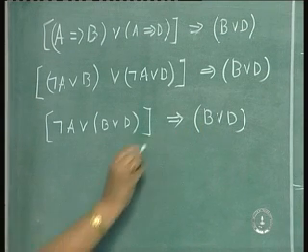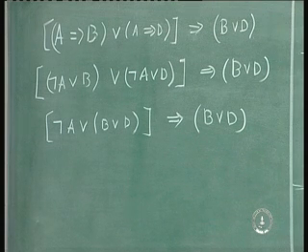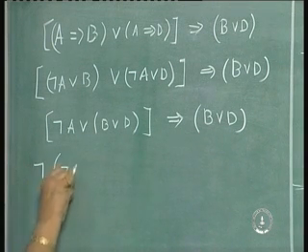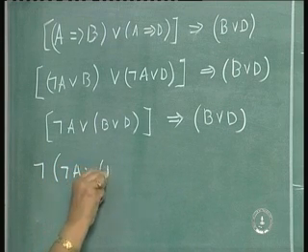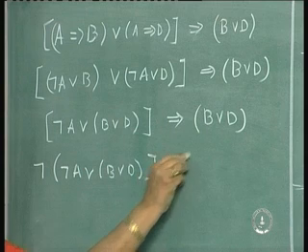Now, there is an implication involved here. So, again we can make use of the result that P implies Q is equivalent to not P or Q, and write this as not of (not A or B) or D.